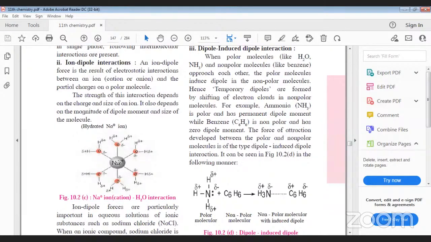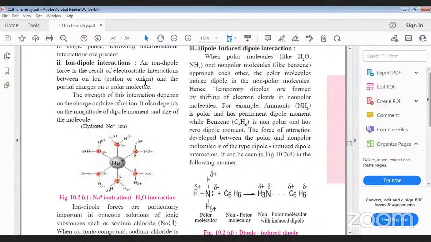Now it depends upon the number of atoms, with how many atoms it is going to form an interaction. It depends upon its atomicity, we can say. Now, an ion dipole force is a result of electrostatic interaction between an ion, that ion may be a cation or that ion may be an anion, and a polar molecule. It is an electrostatic interaction between an ion and a partial charge or a polar molecule.